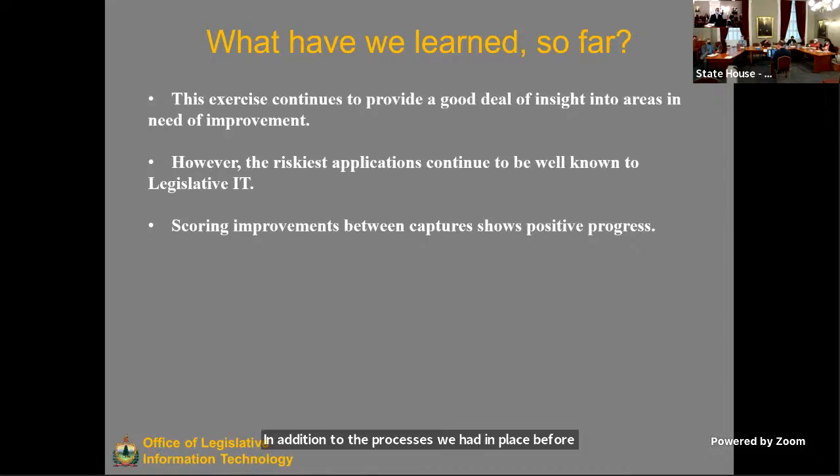The riskiest applications very much continue to be well known to us. It's more of a business risk with about 1 or 2 exceptions. I'm happy to discuss those as you suggested, Senator, in executive session. And then scoring improvements. We've gone through and helped to validate our data, continue to improve that data set that we're using to provide this analysis to you. And that's really where the bulk of this information has come from and provided us for insight.